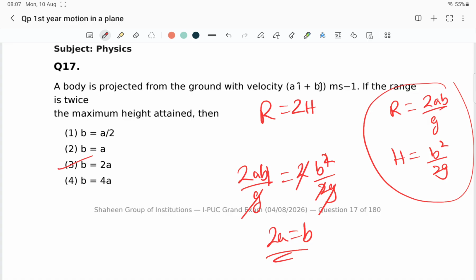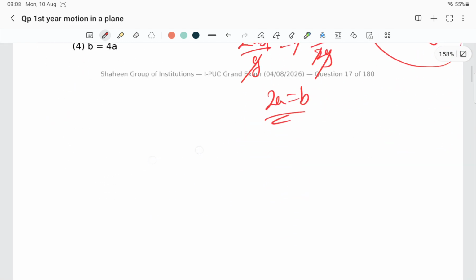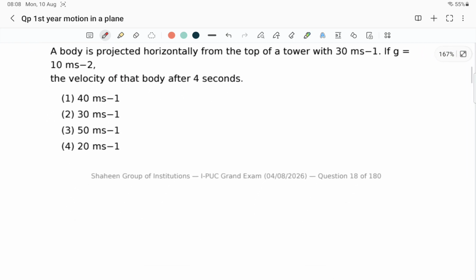When did we use this? When he has given velocity as a i cap plus b j cap. Okay, so there are a few questions which you learn as you solve the problem. So these are new formulas. You can just have a look at it and also go through the module so that you understand how these formulas come. Okay, let's move on to the next one.